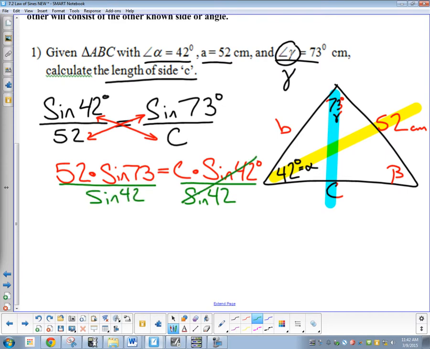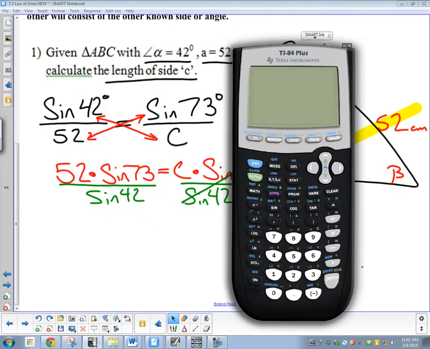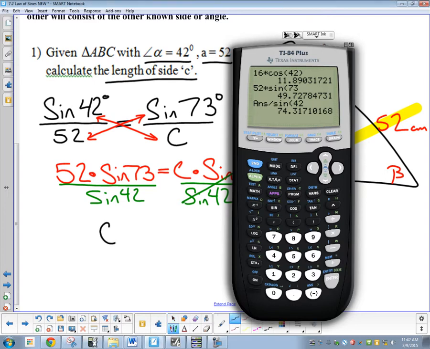This will cancel. Then in my calculator, I'm going to type that in. I always like to do the first two things together, 52 times sine of 73, hit enter, and then I like to divide by the third one, that way I don't mess it up. Divided by sine of 42. 74.32, because it's a side, we want to go to two decimals. So side C is equal to 74.32 centimeters in this case, but that's whatever.